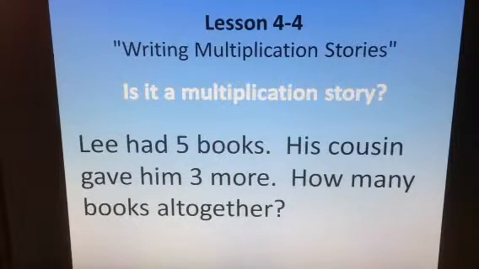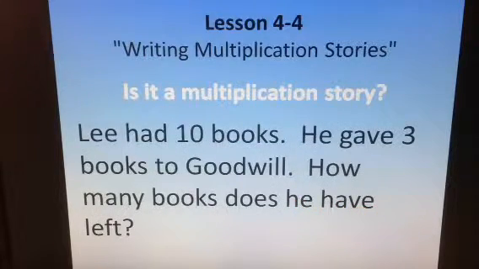Is this a multiplication story? Lee had 5 books. His cousin gave him 3 more. How many books altogether? No, this is not a multiplication story. You could solve this by adding 5 plus 3, but you could not multiply to solve this. Lee had 10 books. He gave 3 books to Goodwill. How many books does he have left? This is not a multiplication story either. You need to subtract to solve.